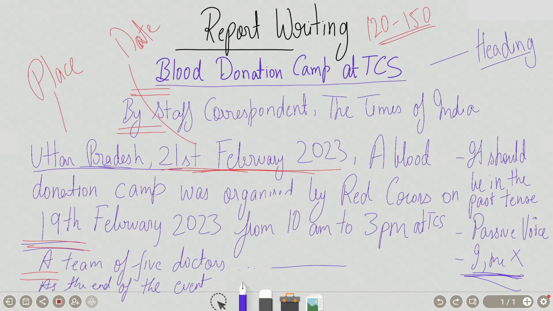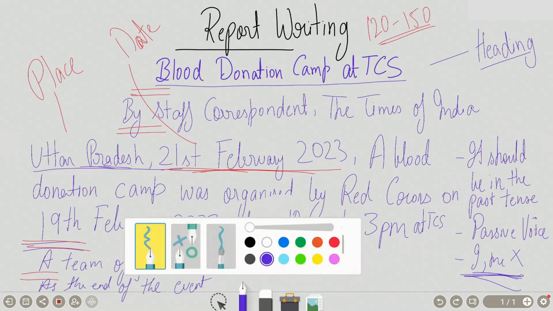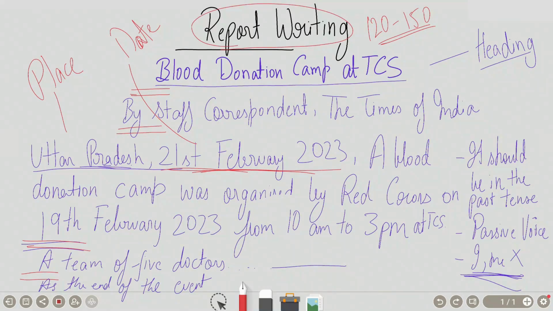You will remember a few points here. For example, the heading is important. This is not the heading. Don't confuse it. Report writing is not the heading. What's the main heading? The heading is this: blood donation camp at TCS. Or you can simply write blood donation camp. That's it. Then you will write down the name of the person by whom the report has been written. By staff correspondent, or you can also write the post of the reporter, and the organization name, the Times of India.